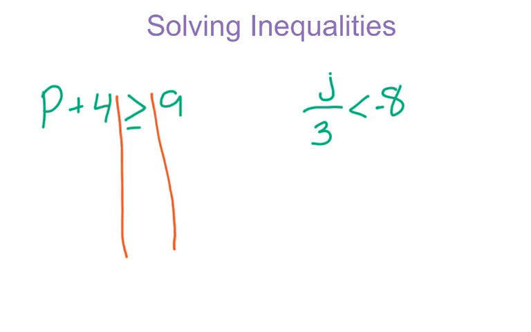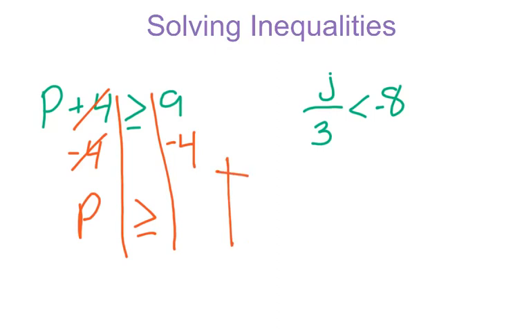The opposite of plus 4 is minus 4, and what I do to one side I have to do to both sides. So here I have p all by itself because that positive 4 and the negative 4 cancel each other out. I keep my same inequality symbol, and then I'm going to do 9 minus 4, or a positive 9 and a negative 4 combined would give you a positive 5.